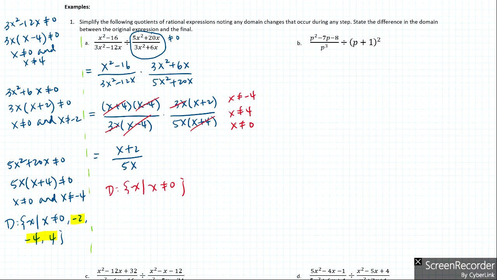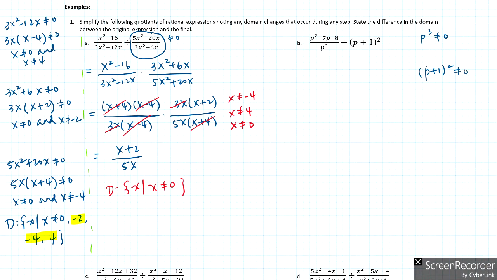Now moving on to part B, we have a rational expression divided by p plus 1 squared. And for the second expression, we don't have a denominator right away, so we don't have to worry about the domain restriction for the denominator. But we also want to check the same criteria. We want to make sure any existing denominator is not equal to 0, so p cubed cannot be equal to 0. Also, what we're dividing by cannot be 0, so p plus 1 squared cannot be 0. These are the restrictions we have to consider.